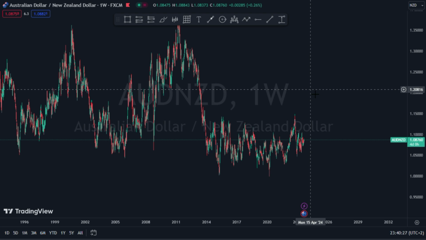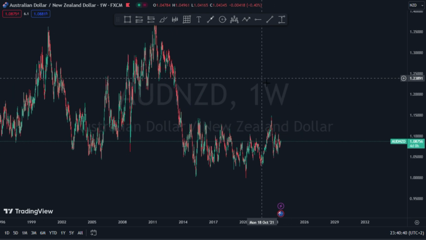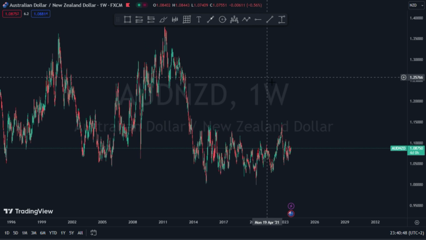All right, without wasting too much of time, I'm going to quickly share what I'm seeing on the market. So what I'm looking at right now is AUDNZD, and I am looking at the weekly time frame.